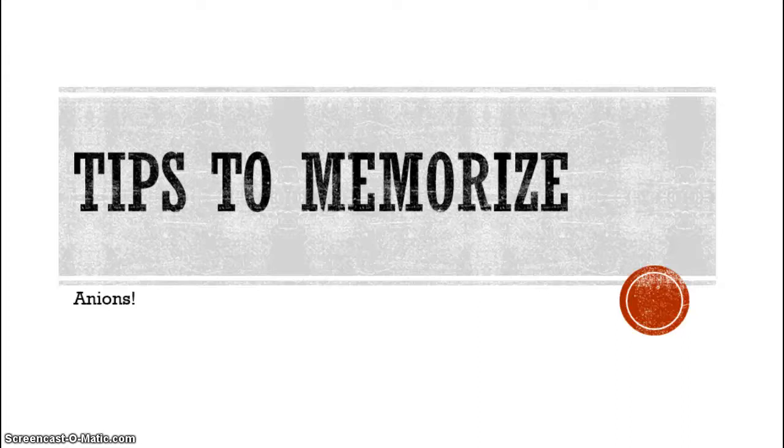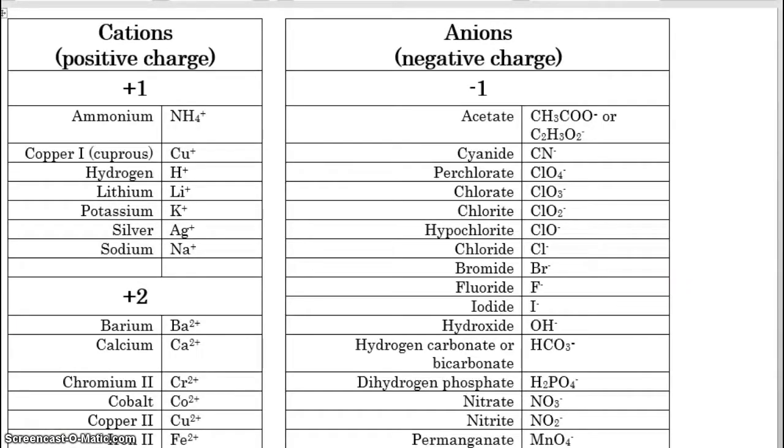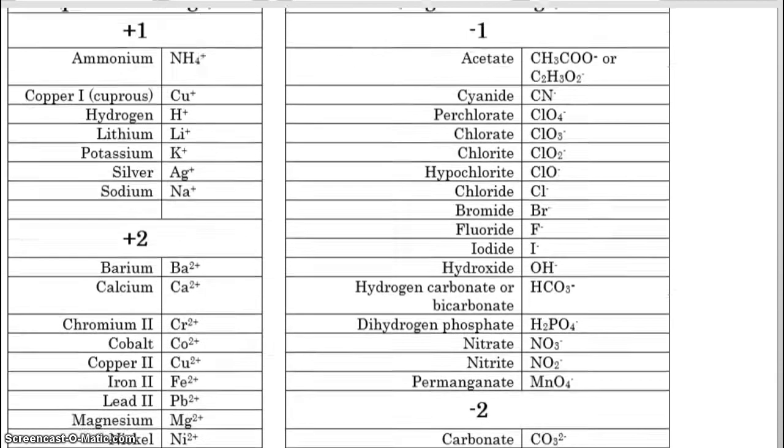Hi, welcome again. Today's lesson is on tips to memorize anions. So it's part 2 of our tips on memorization. Once again, take out problem book page 407, and today we're going to talk about how to memorize the anions. These are on the right side of the chart and they are the negatively charged ions. So take this out and be ready to make some notes on it.